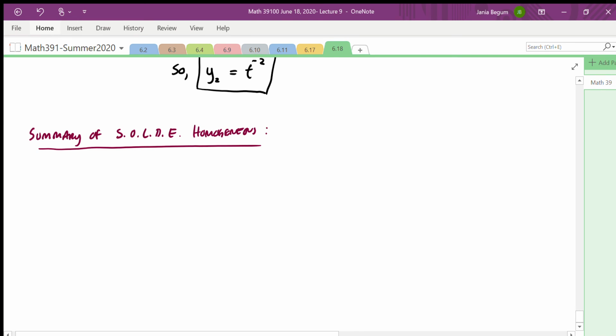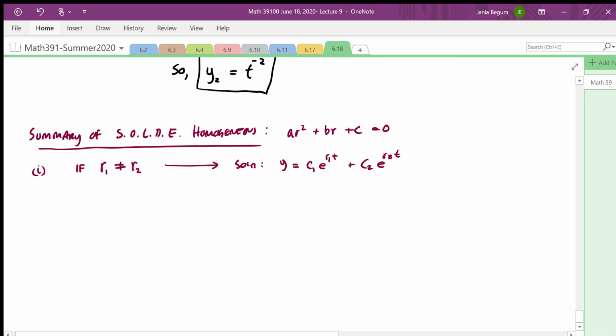Okay. So we're looking at the characteristic polynomial a r squared plus b r plus c equals 0. That's the one we're looking at. So we have three cases. If r1 is not equal to r2, then our solution will have the form y equals C1 e to the r1 t plus C2 e to the r2 t, if the roots are distinct and real. That's how it would look.